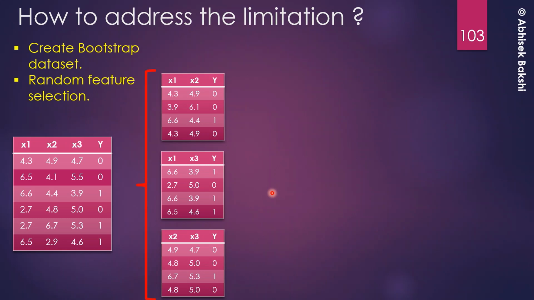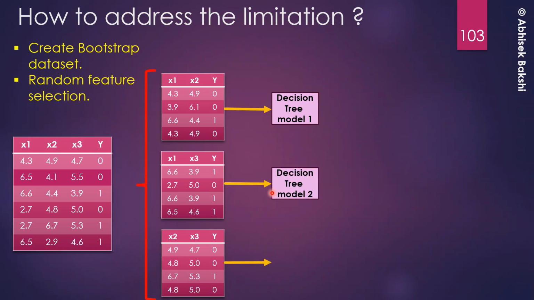These are the three. In my example it is 3, maybe in real life it can be 30 to 300, and for each and every subset we will have a different decision tree. We can have a decision tree for model 1, a decision tree for model 2, and a decision tree for model 3.